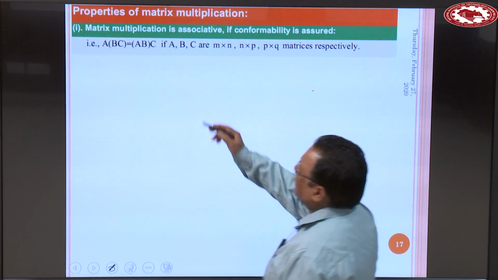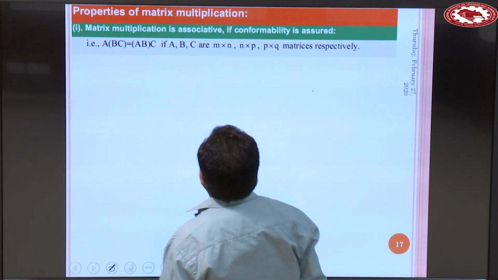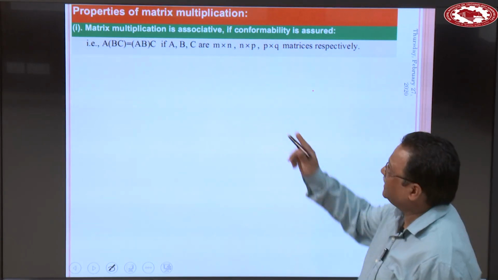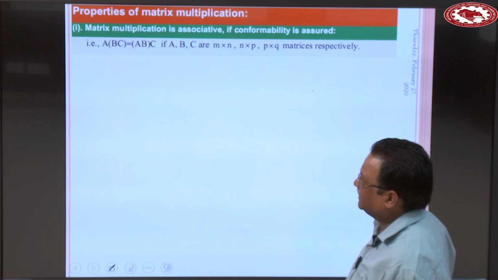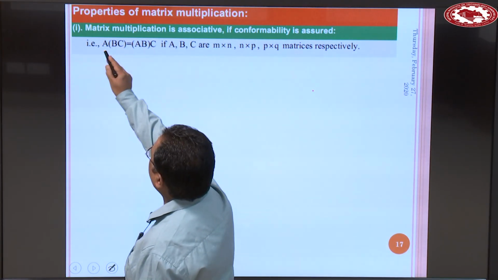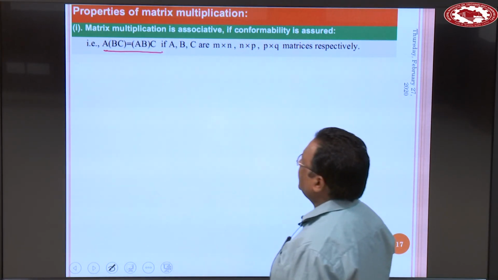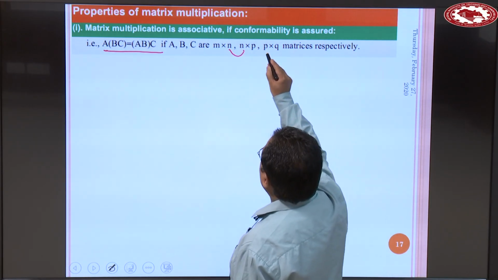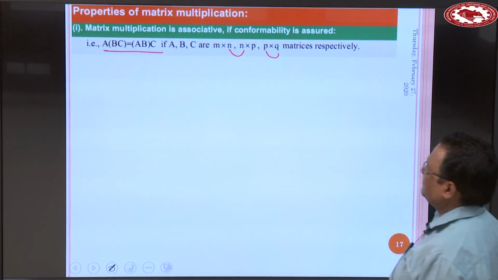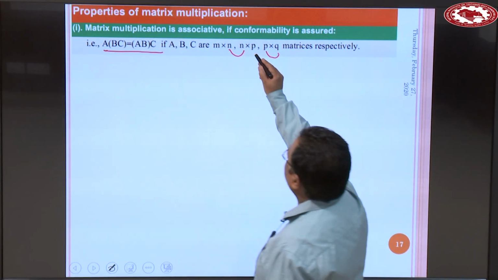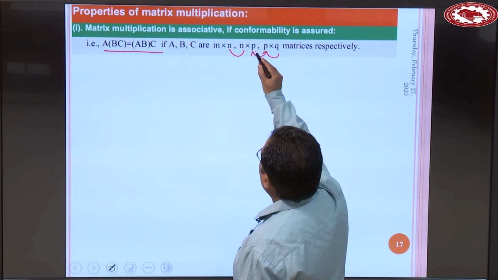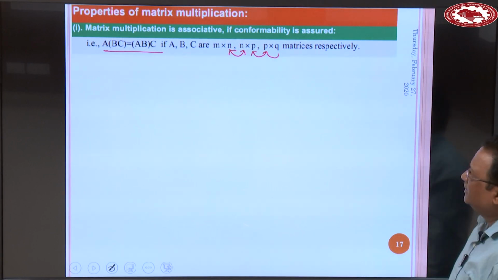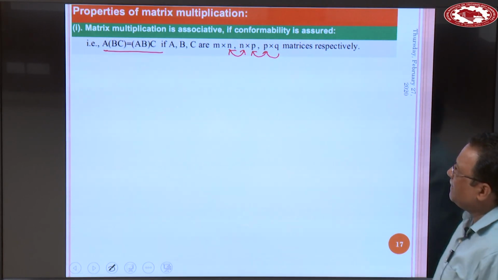First property: matrix multiplication is associative if conformability is assured. That is, (AB)C is equal to A(BC), where A, B, C are m by n, n by p and p by q matrices respectively. So this p and this p are equal, and this n and this n are equal. So, m by n, n by p.